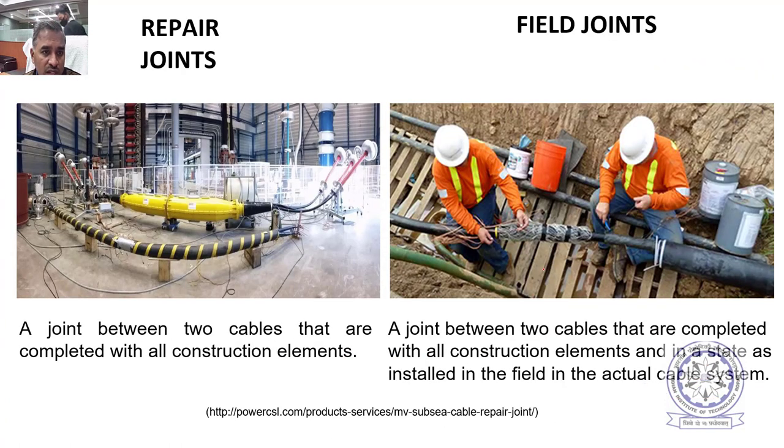Then other kinds of joints: repair joints, a joint between two cables that are completed with all construction elements. And the third one is the field joint, a joint between two cables that are completed with all construction elements, in a state as installed in the field in the actual cable system.